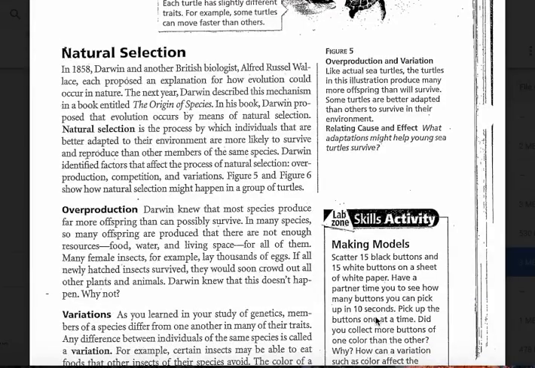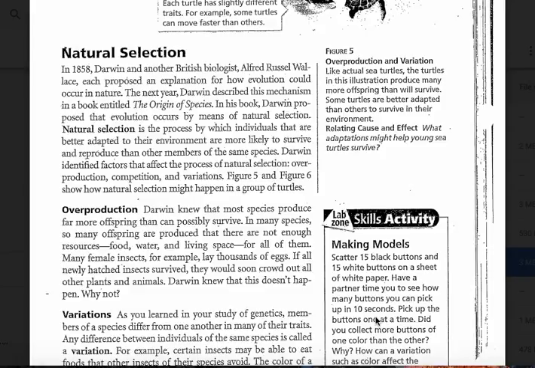Natural selection. In 1858, Darwin and another British biologist, Alfred Russel Wallace, each proposed an explanation for how evolution could occur in nature. The next year, Darwin described this mechanism in a book entitled The Origin of Species. In his book, Darwin proposed that evolution occurs by means of natural selection. Natural selection is the process by which individuals that are better adapted to their environment are more likely to survive and reproduce than other members of the same species. Darwin identified factors that affect the process of natural selection: overproduction, competition, and variations.